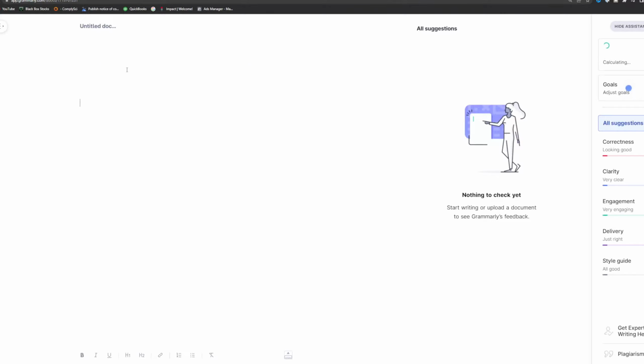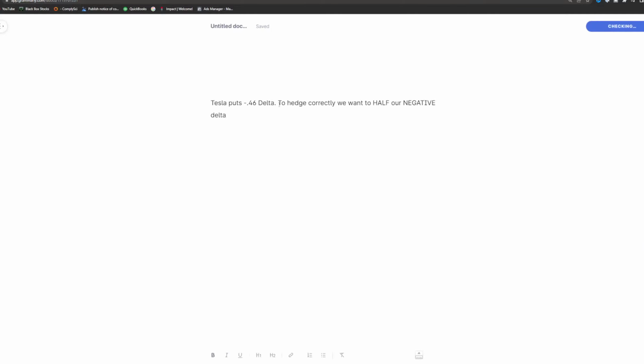All right. So if we have Tesla puts and we are minus 46 delta, to hedge correctly, we want to half our negative delta. Okay. So the way to do that is Tesla put is minus 46. And then you're going to buy 23 shares.